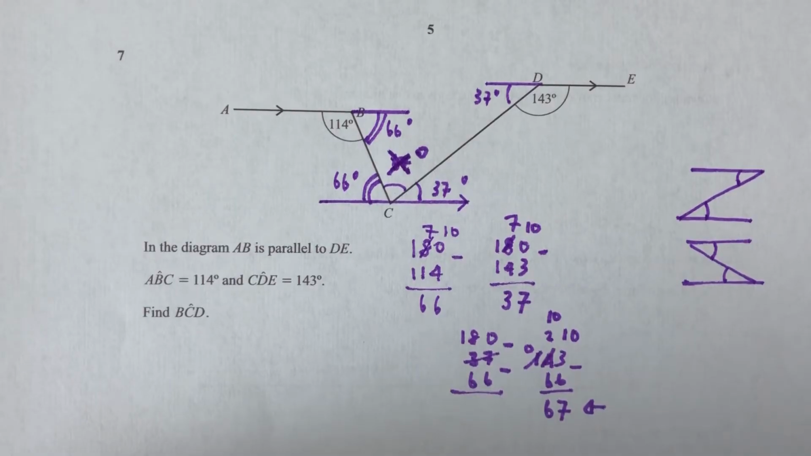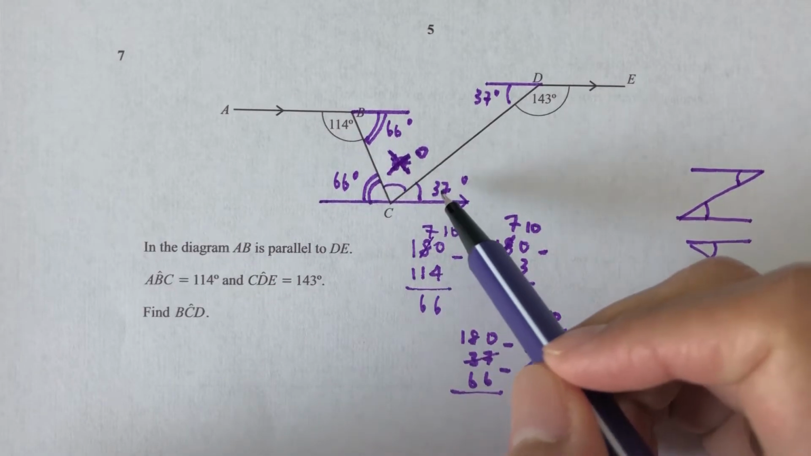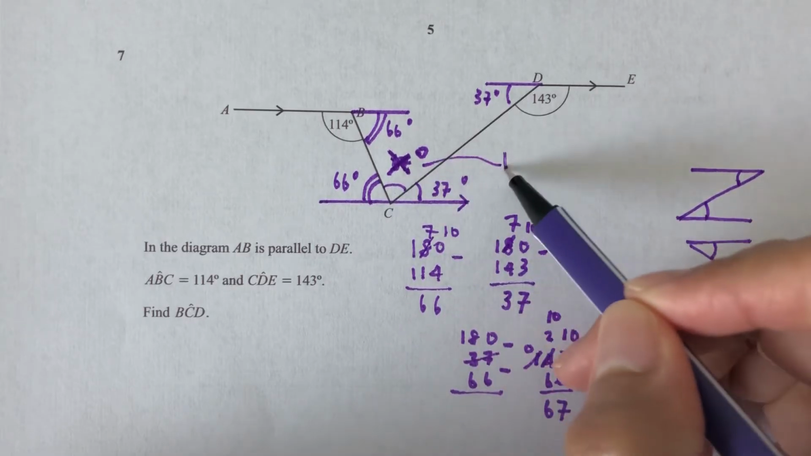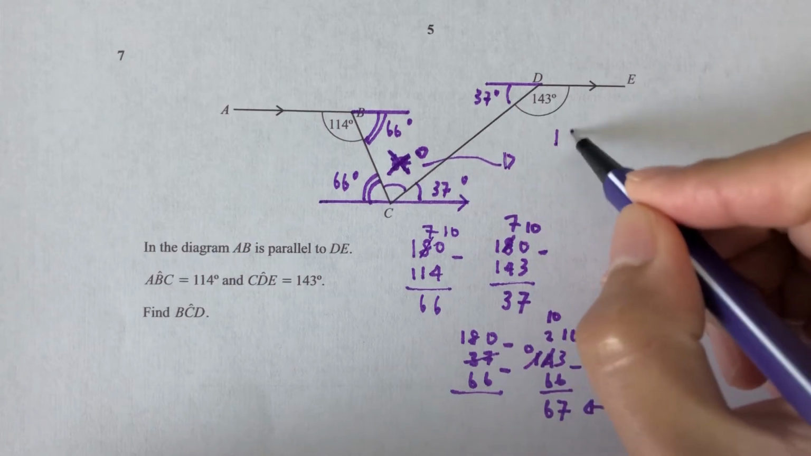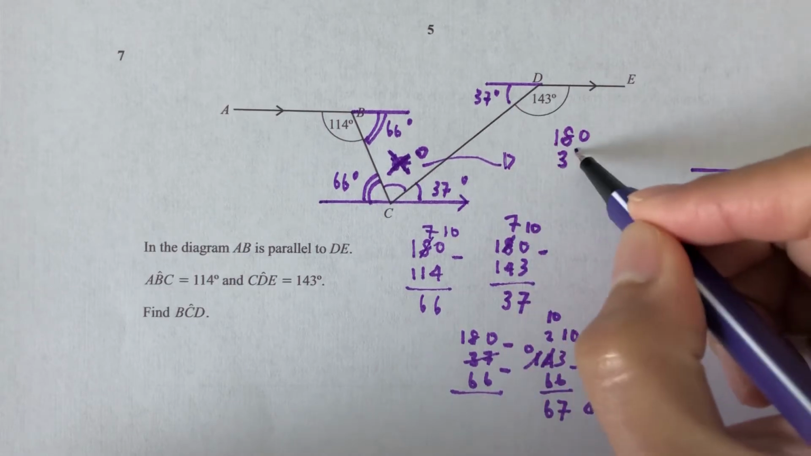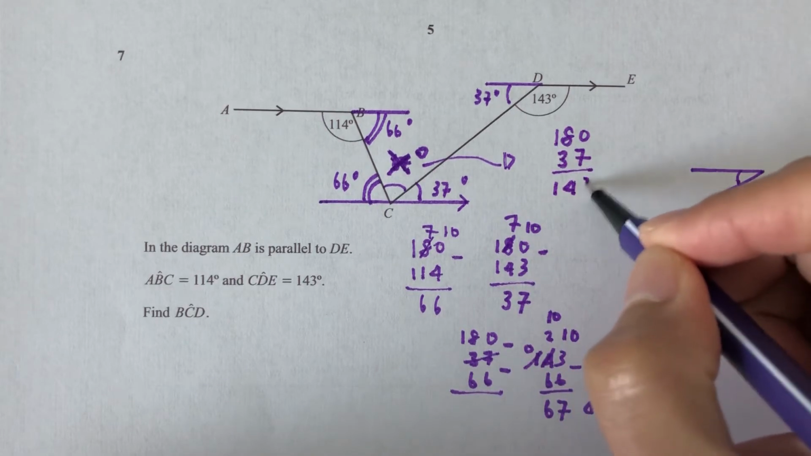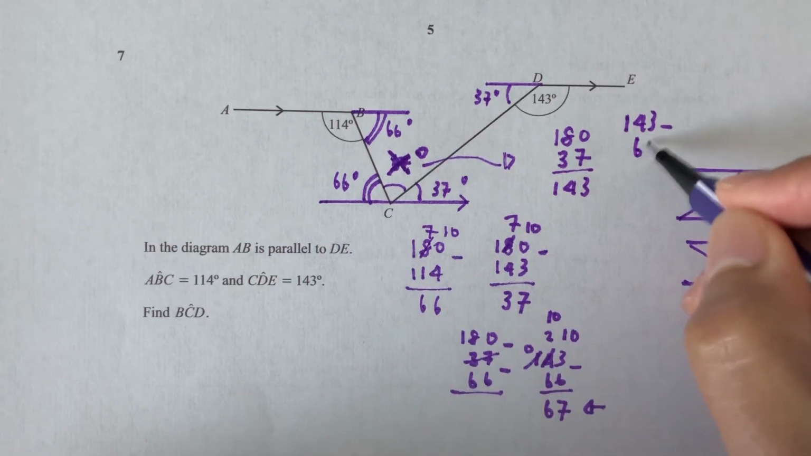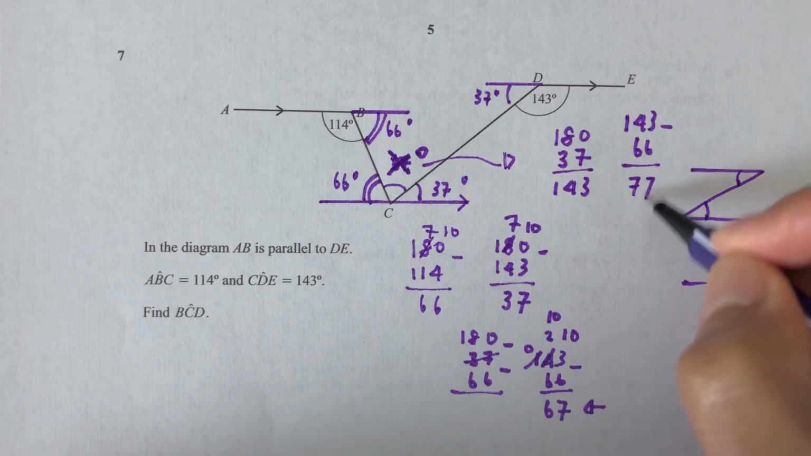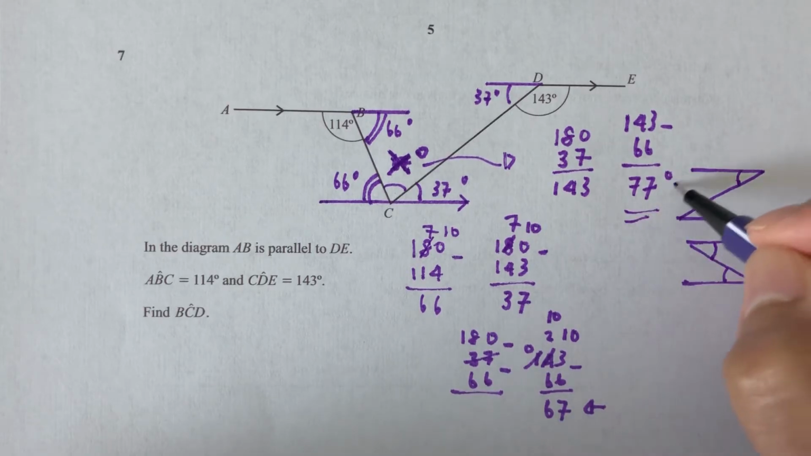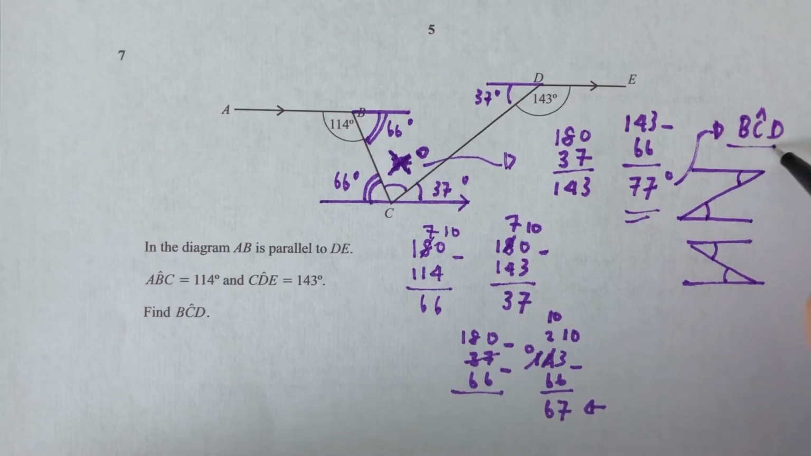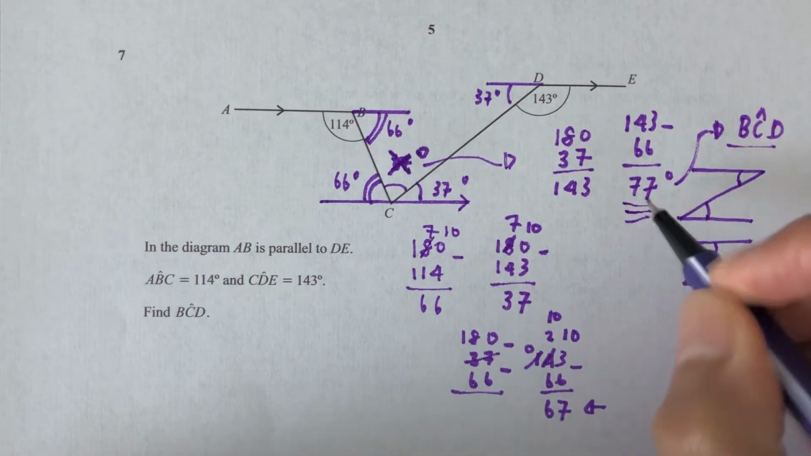Since we know these two angles, 66 and 37, we need to find this angle X. So how do you find this angle? We have to take 180 minus 37. That will be 143. So 143 minus 66 will give us the answer. That will be 77 degrees for angle BCD. So your answer will be 77 for this angle.